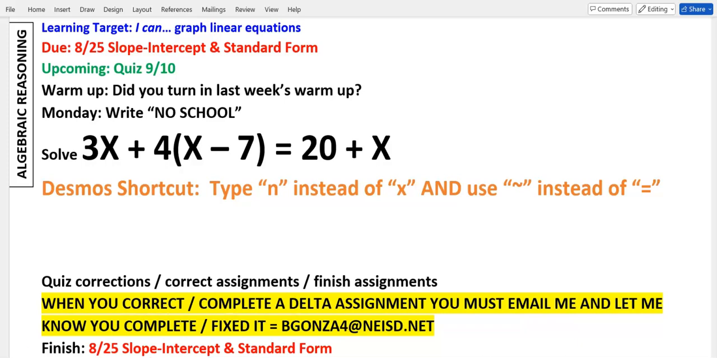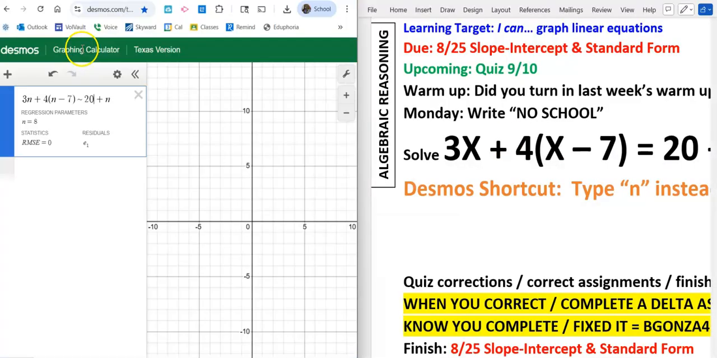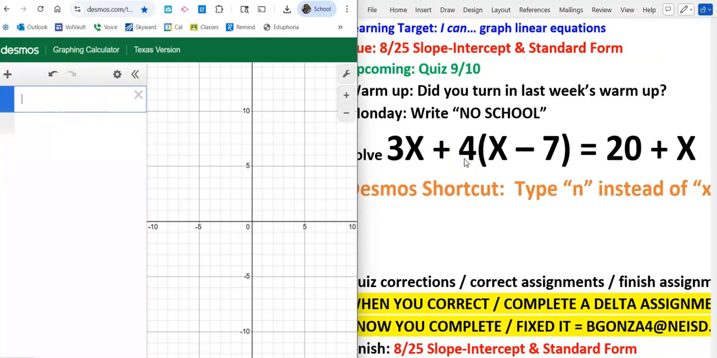So again, if you have an equation like this with one letter, so you see how these are all the same letter x, not x and y, but if you just have x, there's a way to have it solved for you in Desmos. So check it out. If I type it in the way that it is, I'm gonna just type 3x plus 4 parentheses x minus 7 parentheses equals 20 plus x.